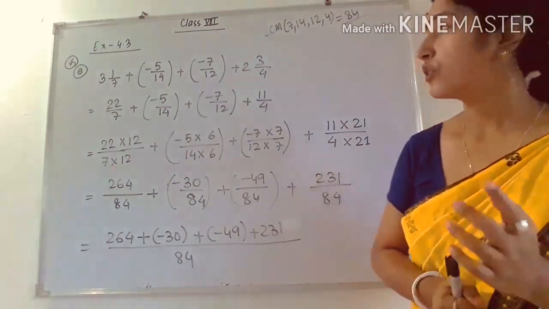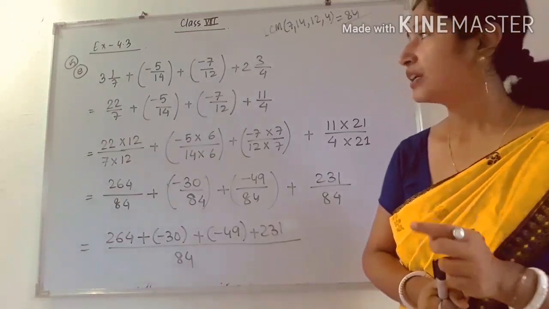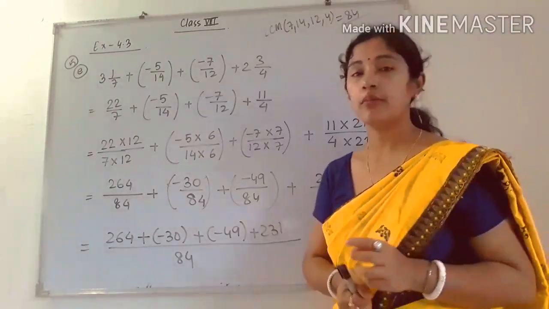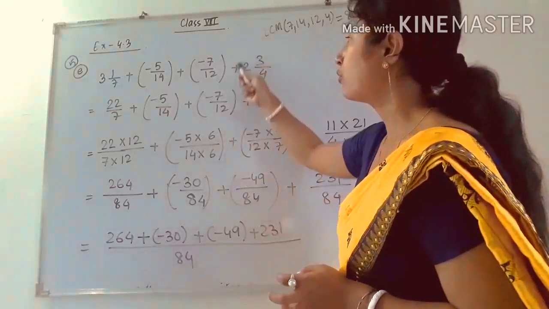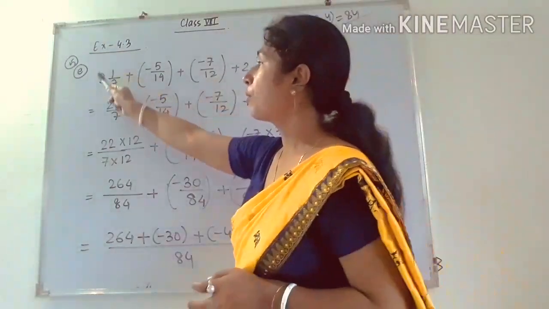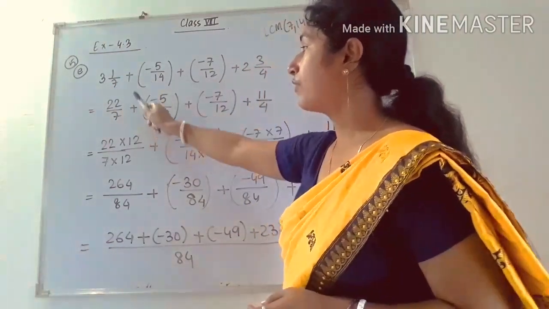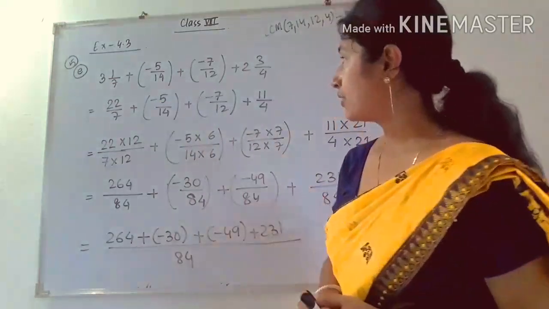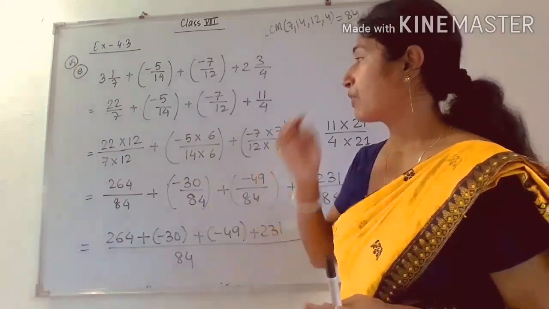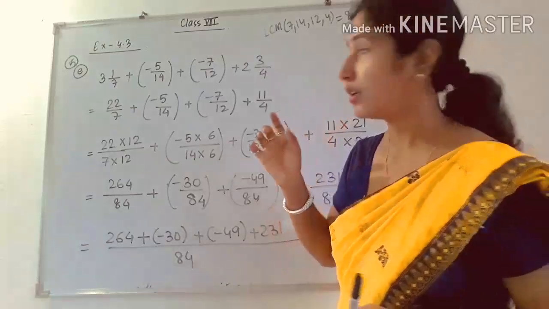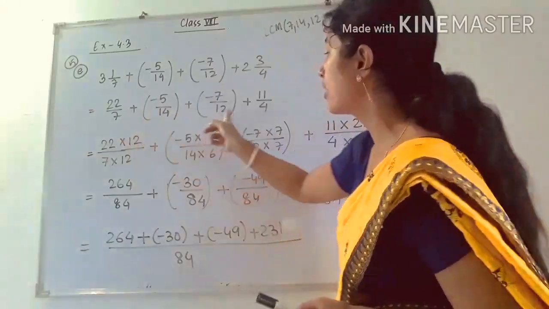Okay, so first of all, here is a mixed rational number, or we can say a mixed fraction, so you have to convert it into an improper fraction. First of all I have converted this, and after this, what we have to do is check the denominators. The denominators are 7, 14, 12 and 4.